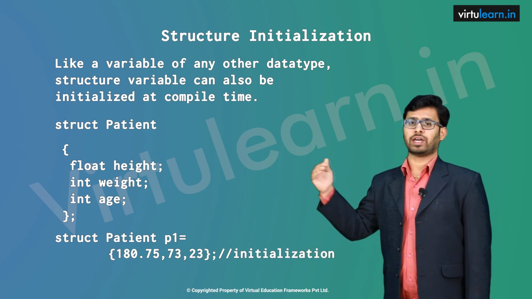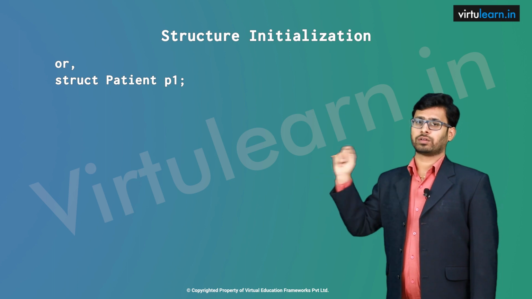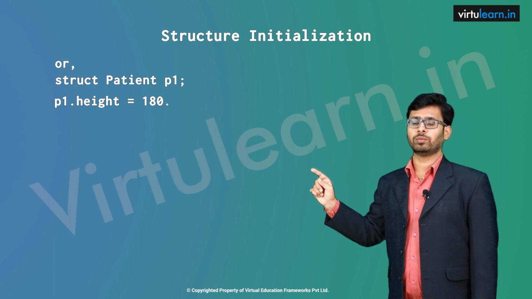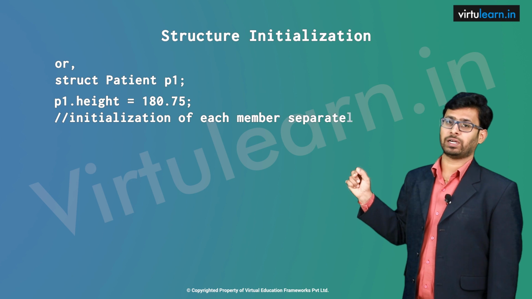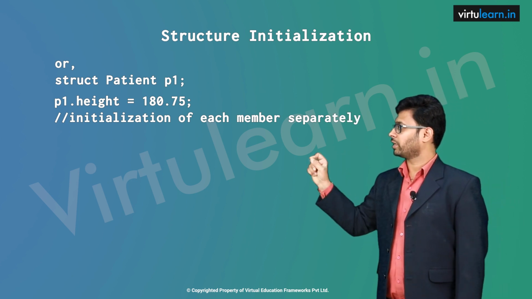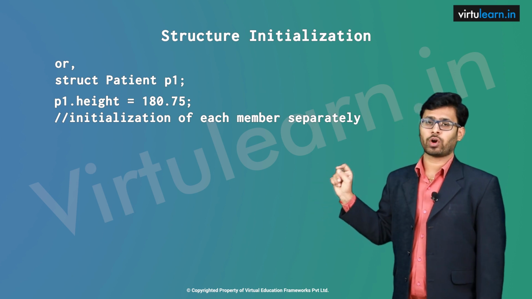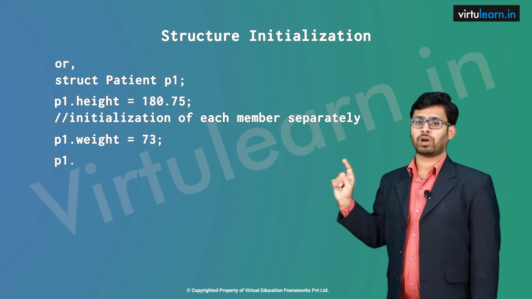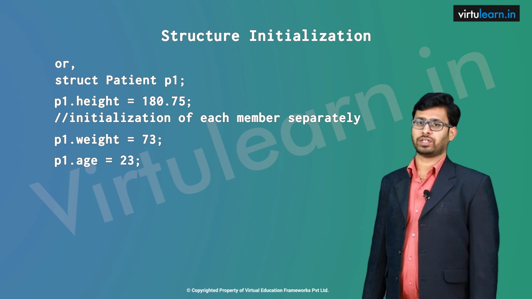We can initialize in the other way. struct patient p1, so p1 is an identifier of patient structure type. So p1.height = 180.75. We can initialize each member separately, here with the dot operator. p1.height = 180.75, p1.weight = 73, p1.age = 23. So this is how we can initialize the structure elements.